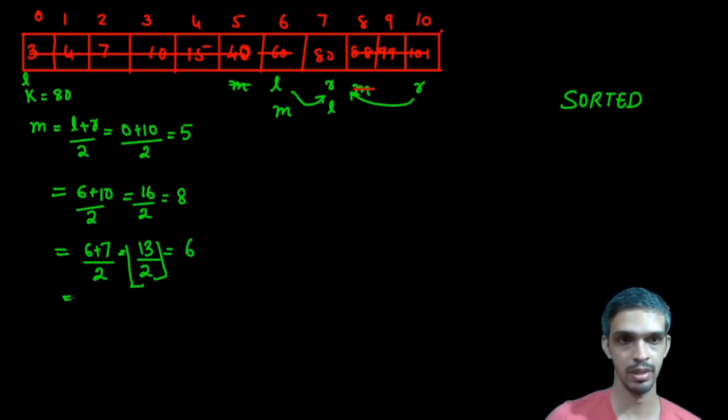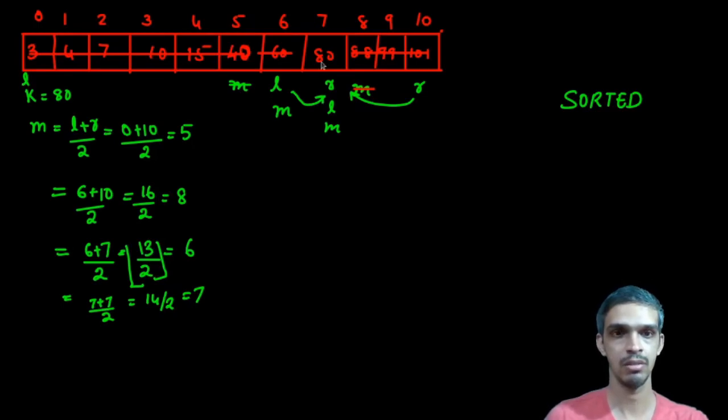So again we will be finding out L plus R divided by 2, that is 7 plus 7 by 2 equal to 14 by 2, that is equal to 7. So m will become 7. So again we will be checking whether a of m equal to 80. So we can see that a of m equal to 80. So search turns out to be successful. In that case m is returned. So this is how binary search works.